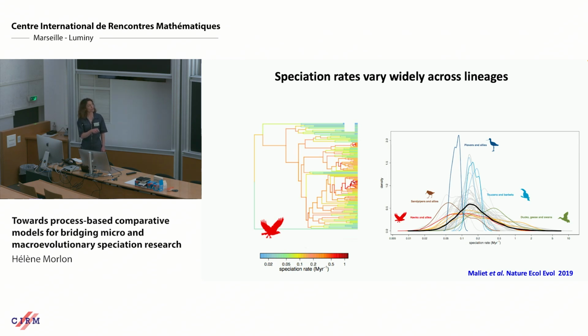Here we have a distribution of these rates over the whole bird phylogenies, and there are groups of birds where speciation rate is more constrained. There's less heterogeneity in the rates, but for some of them there's a really, really wide variation. So we can wonder why there is so much variation and what drives these differences across species in speciation rates.